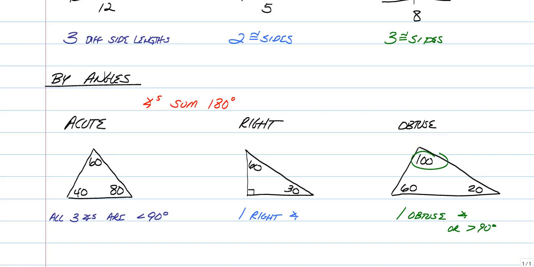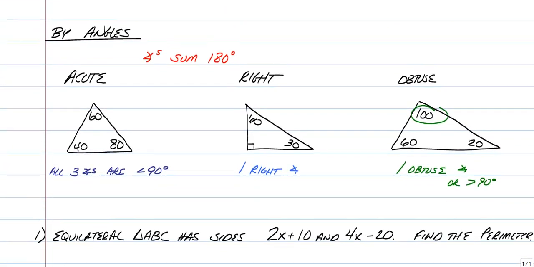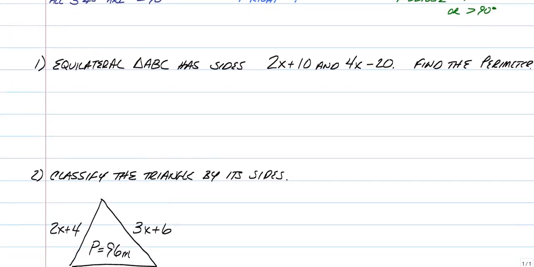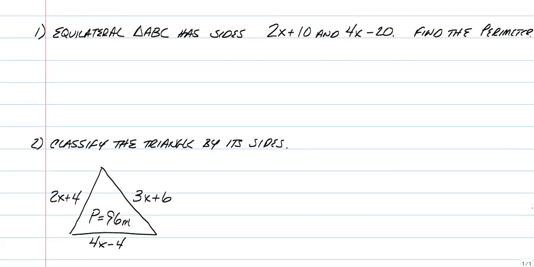Now, all of these triangles can have different combinations. We can draw a triangle that is both acute and scalene. We can draw a right isosceles triangle. We can draw an acute isosceles triangle. So there are a whole bunch of different combinations. That's just how you break it down in terms of sides and angles. Then we have a couple of application problems where we can use algebra to figure out different things with these properties.